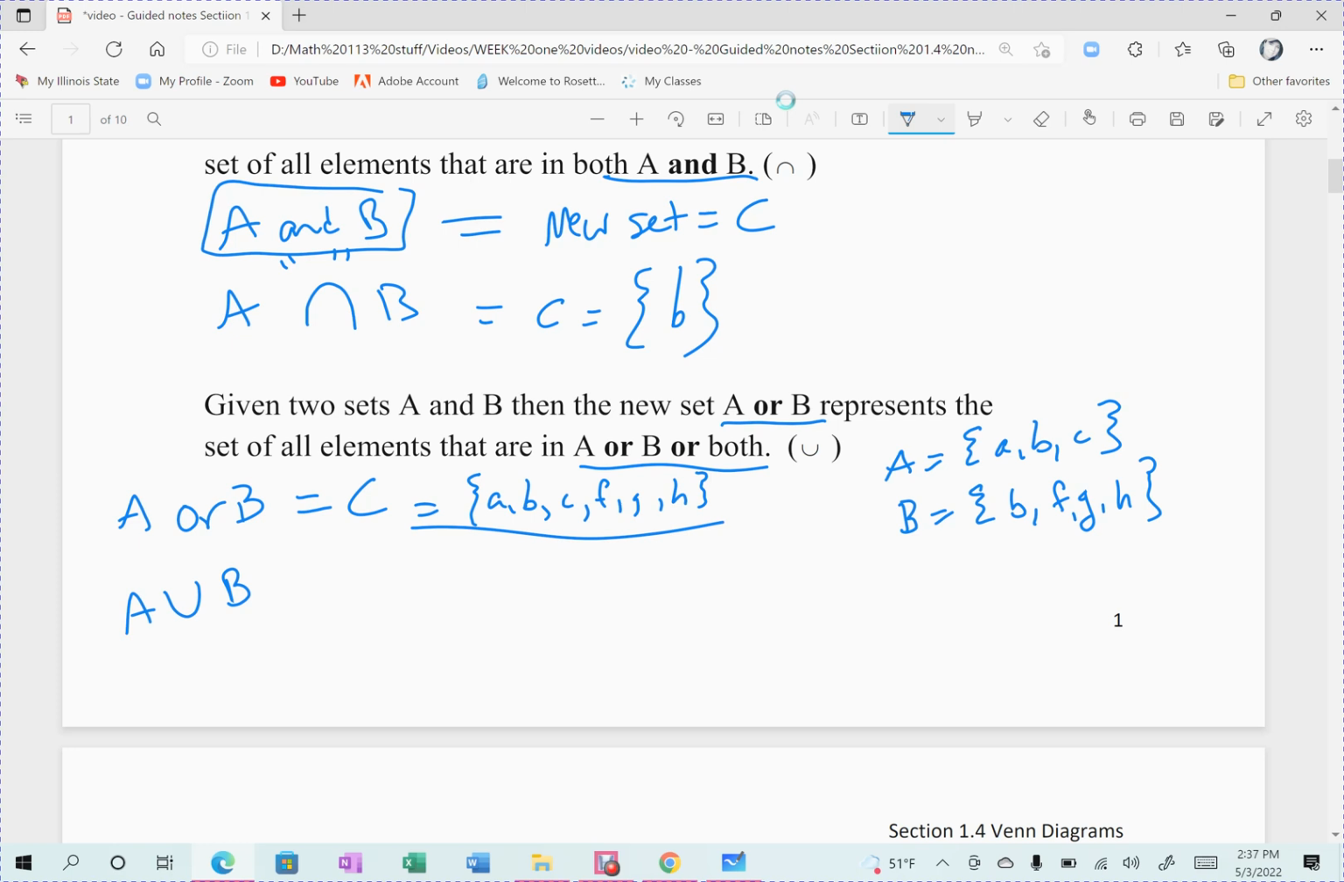So again, the OR is all inclusive. I get to include everybody, but I only include everybody one time. So even the one they share, I only include it once.